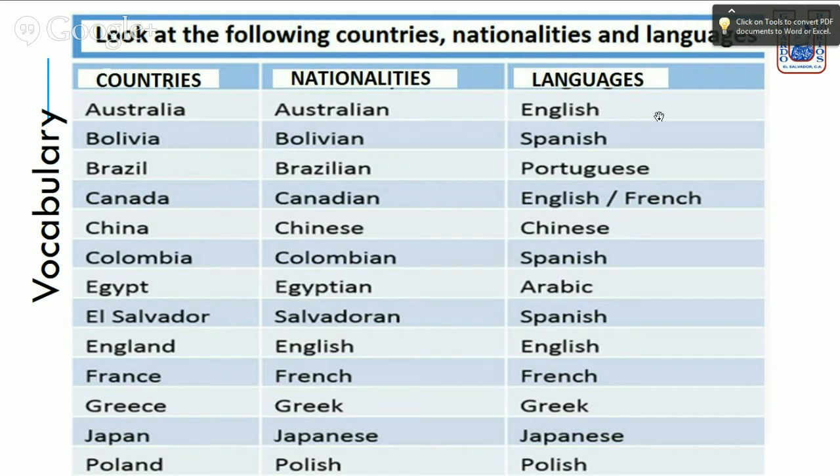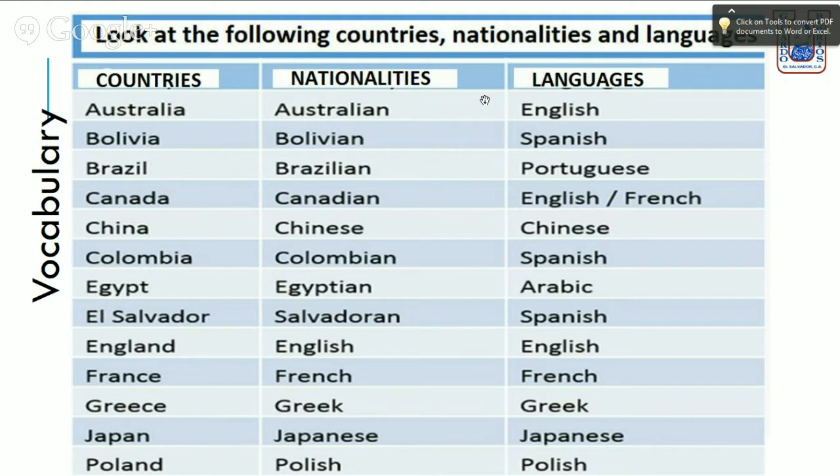Now I will pronounce for you so you can have it in your memory the languages, which are English, Spanish, Portuguese, English, French, Chinese, Spanish, Arabic, Spanish, English, French, Greek, Polish, Japanese. And finally, in order to finish this part, voy a pronunciar rápidamente todo en orden.